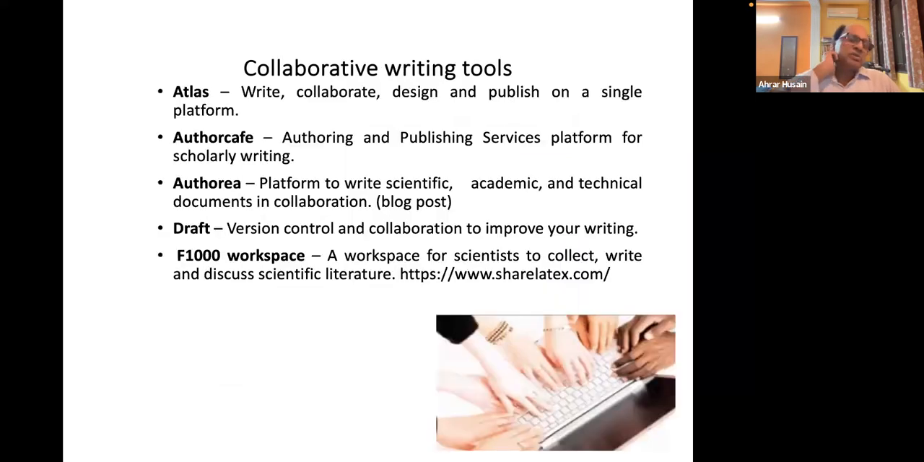The collaborative writing tools are Atlas, AuthorCave, AuthorArea, Draft, F1000 Workspace. For example, Atlas: Write, Collaborate, Design, Publish on a single platform. AuthorCave for authoring and publishing services platform for scholarly writing. AuthorArea is a platform to write scientific, academic, and technical documents and collaboration. And the last one is Draft: version control and collaborate to improve your writing. F1000 Workspace is a workspace for scientists to collect, write, and discuss scientific literature.